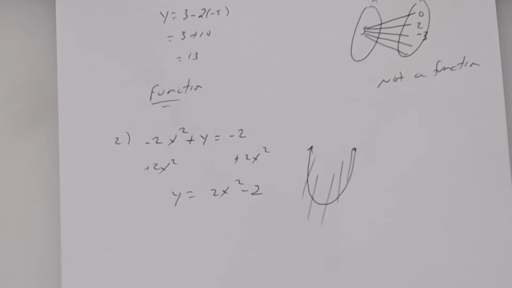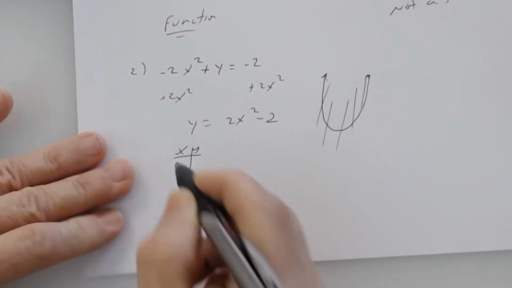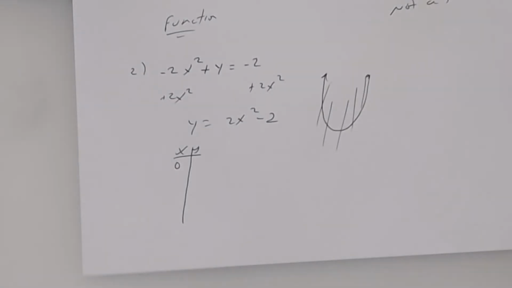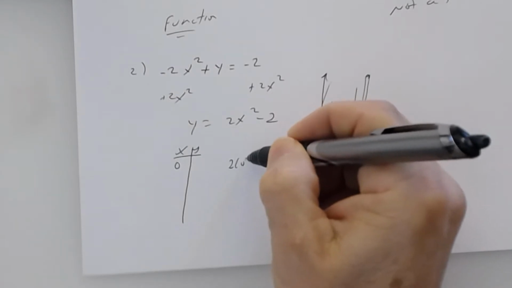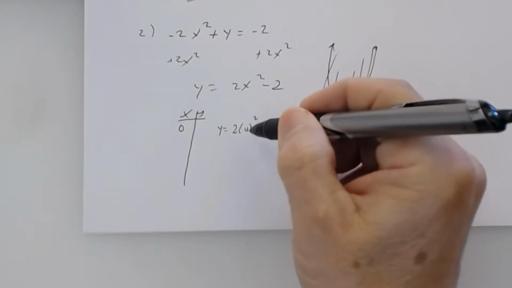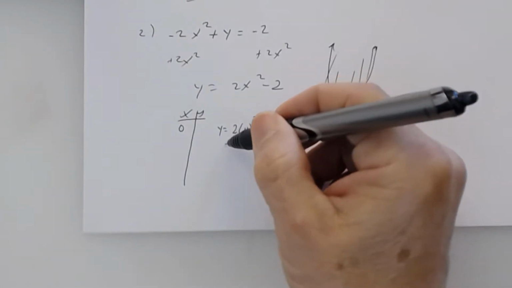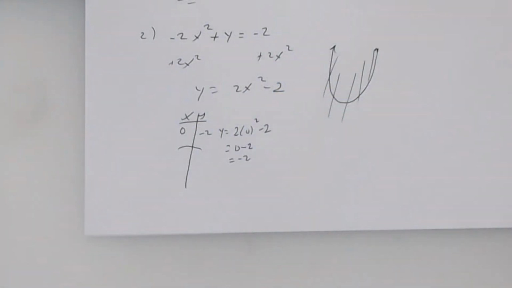But even if you did not know what the graph looked like, use the t-table. If x is 0, do I get one y value? If x is 0, I get 2 times 0 squared minus 2. That's what y is. And 0 squared is 0, and 0 times 2 is 0. And so 0 minus 2 is -2. So far, it works, right? When x is 0, there's only one y value. What is it? -2. We've got to check a few more.